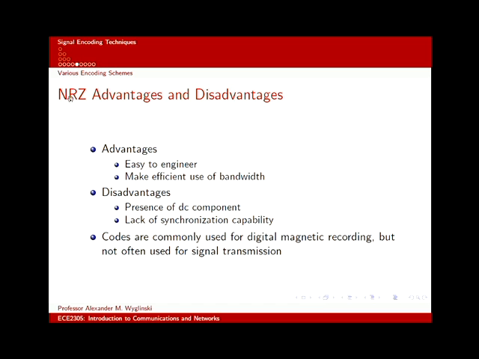So that's actually quite a nice feature, especially if you are operating on an error-prone channel. The advantages of NRZ are that it's easy to engineer and makes efficient use of bandwidth, but it has a DC component and doesn't have a synchronization capability. As a result, these codes are usually used for things like digital magnetic recording, but not really for signal transmission. For instance, if you have tape drives or any other form of magnetic recording, you would be using something like this, because of, unfortunately, the disadvantages associated with it.